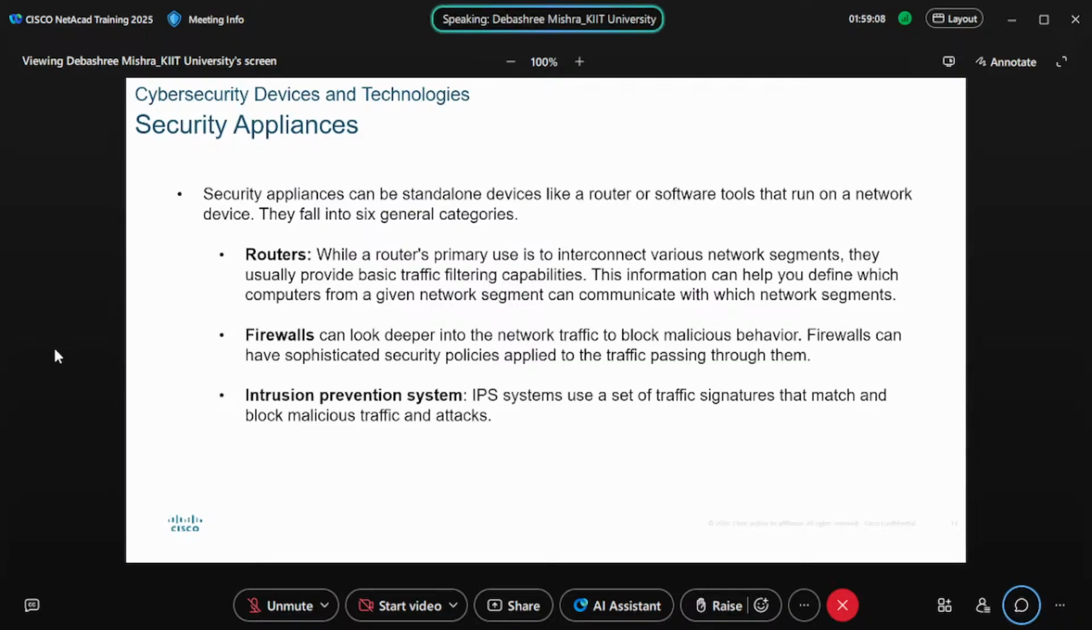The intrusion prevention system is also known as IPS. It is set to check your traffic signatures, match them, and block any kind of malicious traffic and attack. It regularly checks the pattern of the traffic. So if anything new or unusual is detected by the IPS, it will block that.